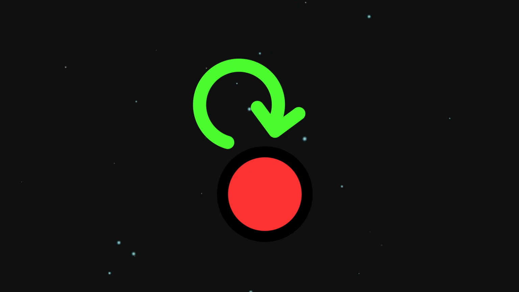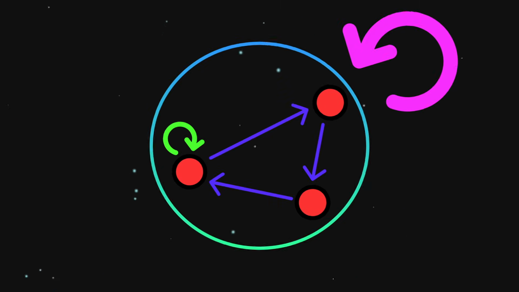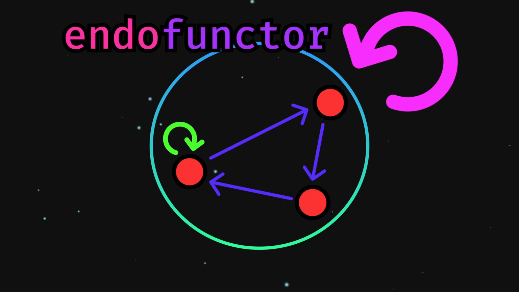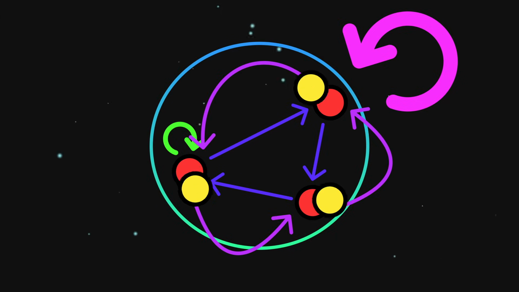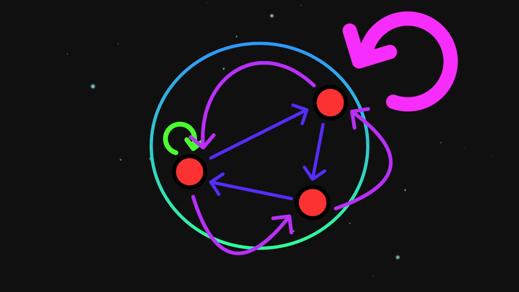Just like objects can be mapped to themselves, categories can too, by using, you guessed it, endofunctors. Unlike endomorphisms, these can have a quote-unquote observable effect, as every element in the category can be mapped to a different element of the same category.